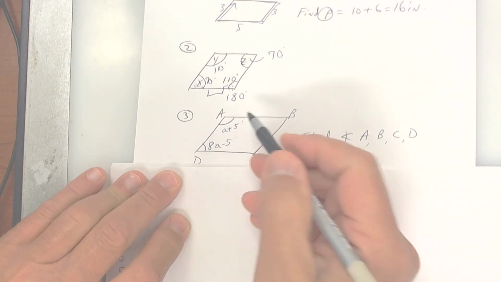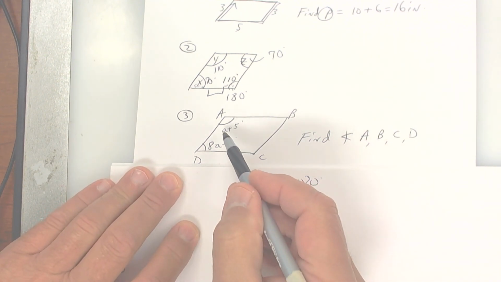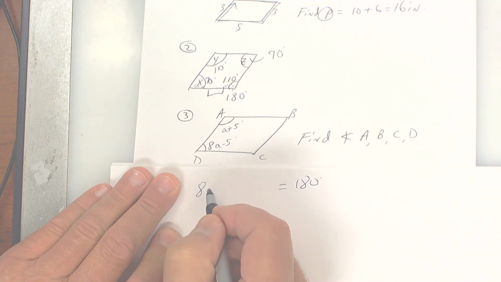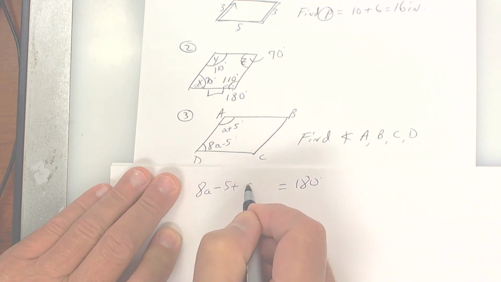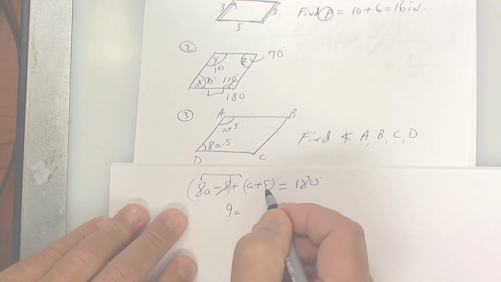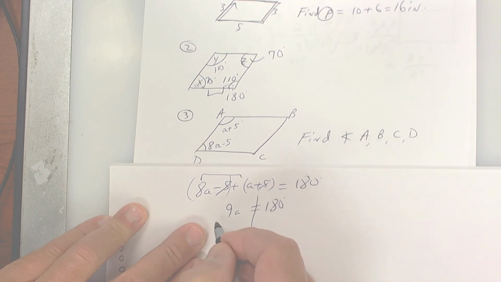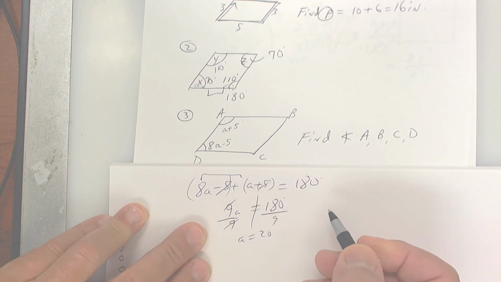These are consecutive angles, so they add up to 180. They're supplementary. So you're going to add this up. So 8a minus 5 plus a plus 5. So that gives you 9a. The 5's cancel. So 9a equals 180. Divide by 9, and you get 20. A is equal to 20.